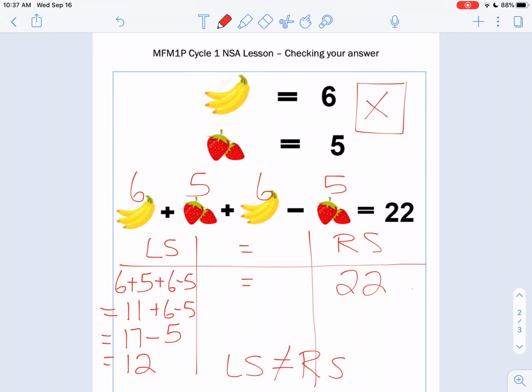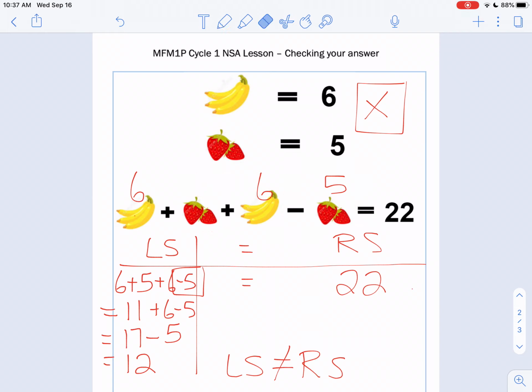Maybe each of the strawberries, because I had 5 and I was taking away 5, that made 0. Maybe I did 5 plus 5. Let's check. 6 plus another 6 bananas is 12. So 6 for the first set of bananas, 6 for the second set of bananas is 12. Plus 5 is 17, plus 5 is 22. So I added the 5 here instead of subtracting the 5.